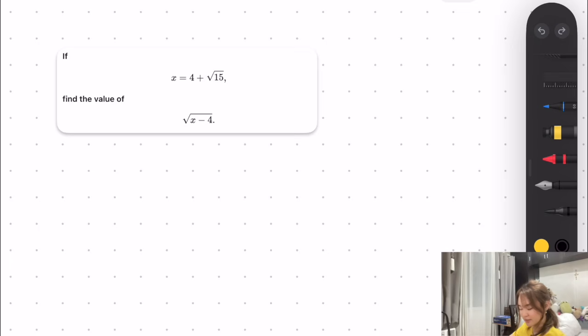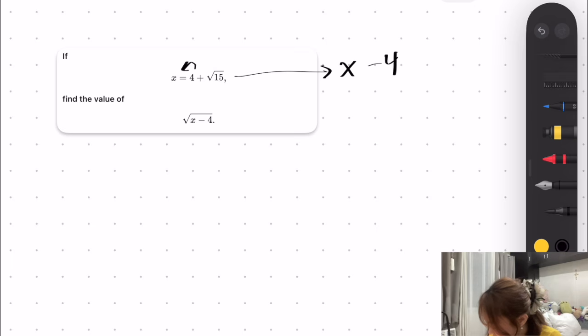Again, very short solution lang ito. So, let's see how to solve this. Okay, if x is equal to 4 plus the square root of 15, find the value of the square root of x minus 4. Okay, let's rearrange this. Transfer natin yung 4 sa kabila. So, that's x minus 4 is equal to the square root of 15.